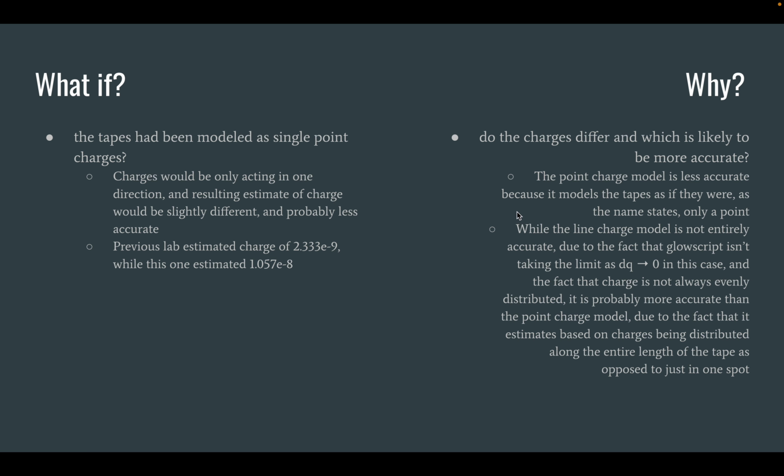Why is that? The point charge model is less accurate because it models the tapes as if they were, as the name states, only a point, while the line charge model is not entirely accurate due to the fact that GlowScript isn't taking the actual limit as dq approaches 0 in this case, and the fact that the charge is not always evenly distributed along the tape. It is probably more accurate than the point charge model due to the fact that it estimates based on charges being distributed along the entire length of the tape as opposed to all of it being concentrated in just one spot. Thank you.